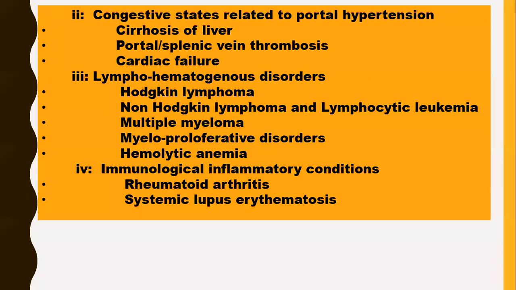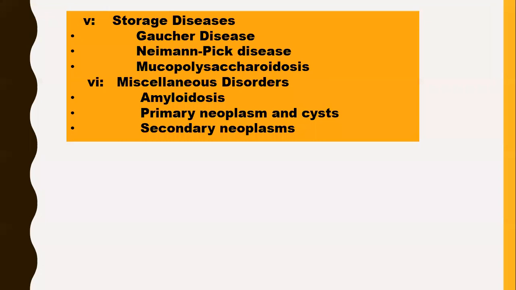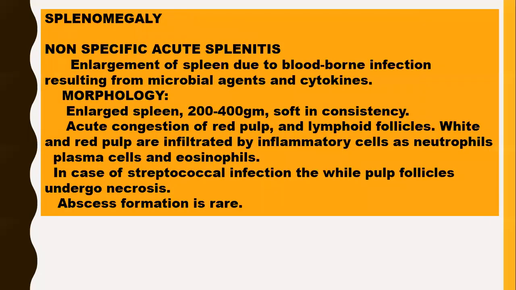Lymphohematogenous disorders which may cause splenomegaly are Hodgkin's lymphoma, non-Hodgkin's lymphoma, lymphocytic leukemia, multiple myeloma, myeloproliferative disorders, hemolytic anemia, and the immunological and inflammatory conditions like rheumatoid arthritis and SLE. Storage diseases which may cause splenomegaly are Hodgkin's disease, Niemann-Pick disease, mucopolysaccharidosis. Other miscellaneous disorders are amyloidosis, primary neoplasm and cyst of the spleen, and secondary neoplasm or metastatic lesions.